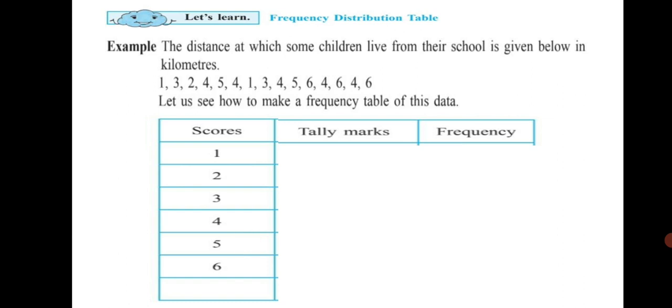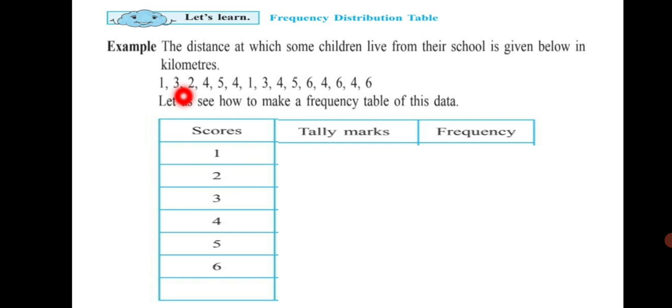Now, read the scores in the data in serial order and enter a tally mark for each in the second column of the table in front of that score. So you can see in front of scores there is a tally marks column. In serial order you will start reading this. 1. Then next to 1 you will mark 1 standing line.